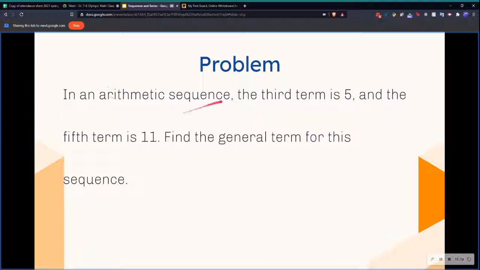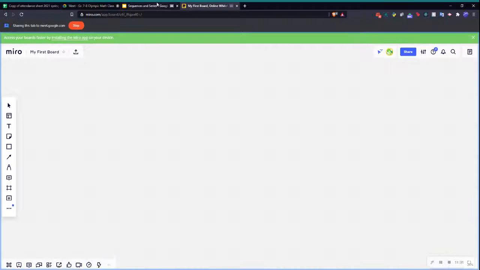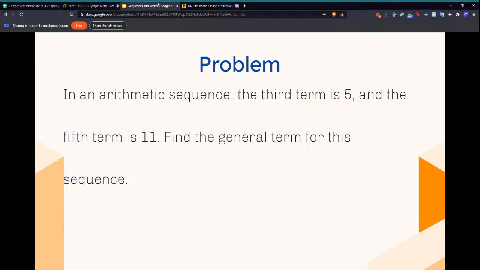In an arithmetic sequence, the third term is 5, and the fifth term is 11. Find the general term for this sequence. And you probably don't know how to actually solve this, so let's just do it together right now. All right, here we go. Let's use a marker.